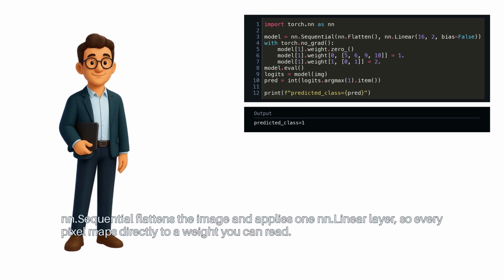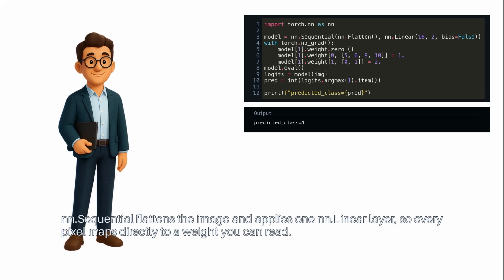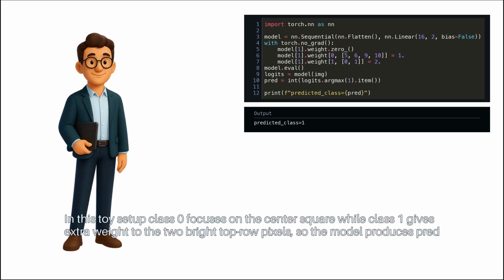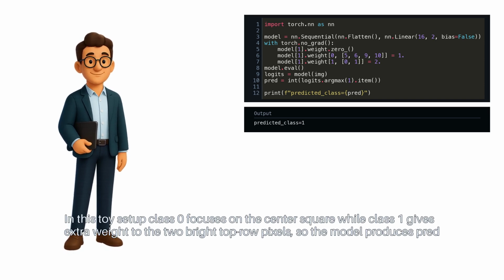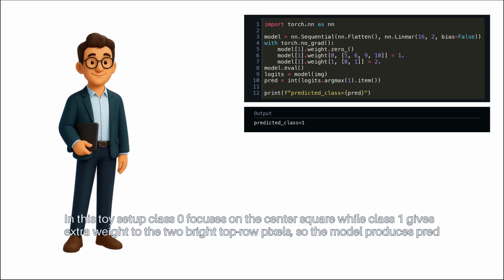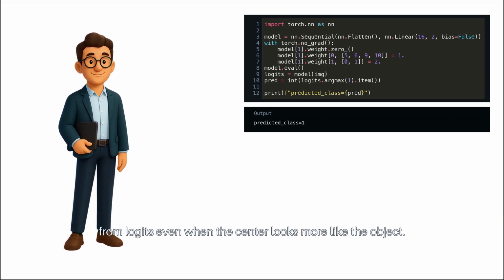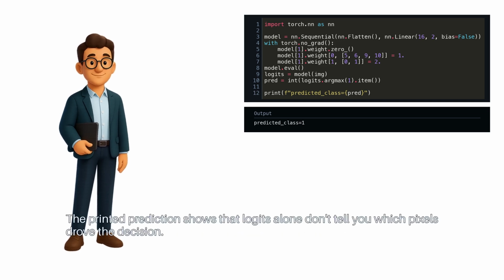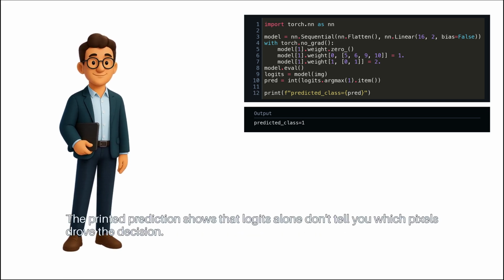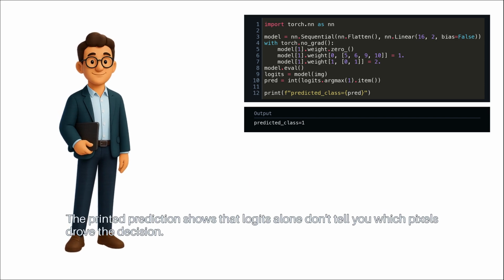nn.Sequential flattens the image and applies one nn.Linear layer, so every pixel maps directly to a weight you can read. In this toy setup, Class 0 focuses on the center square, while Class 1 gives extra weight to the 2 bright top row pixels, so the model produces pred from logits even when the center looks more like the object. The printed prediction shows that logits alone don't tell you which pixels drove the decision.